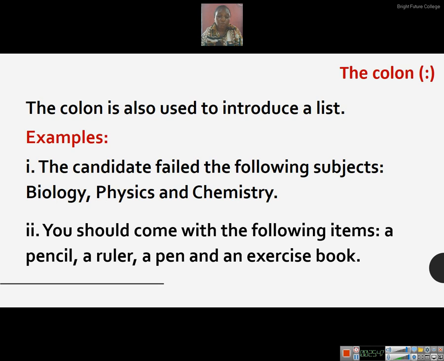Another example: you should come with the following items. Introducing a list of the items you should come with: a pencil, a ruler, a pen, and an exercise book. You should come with the following items, and I want to introduce a list of the items I want you to come with. So I use the colon: a pencil, a ruler, a pen, and an exercise book.